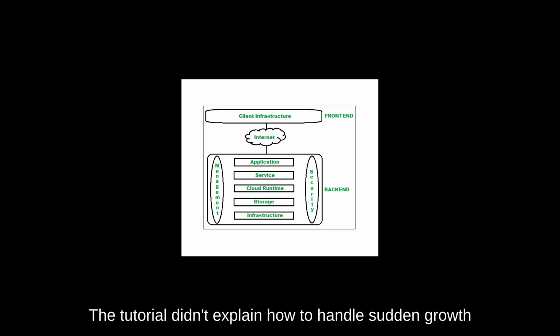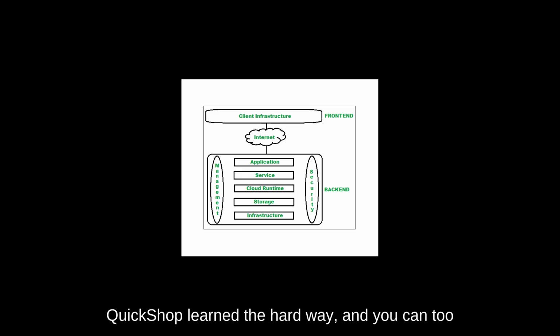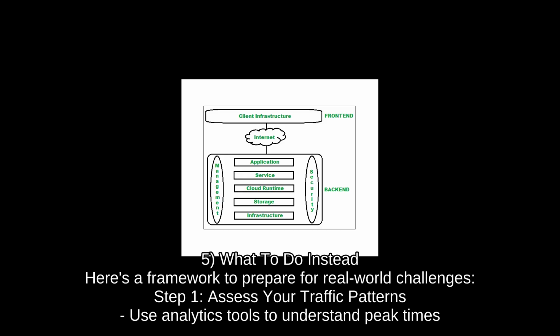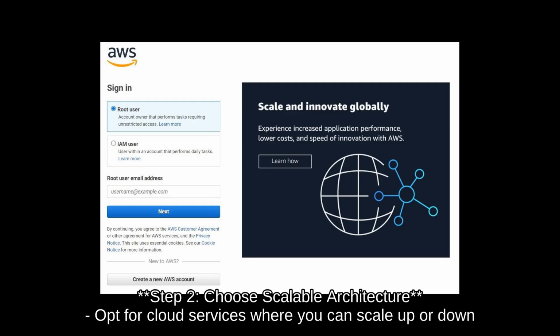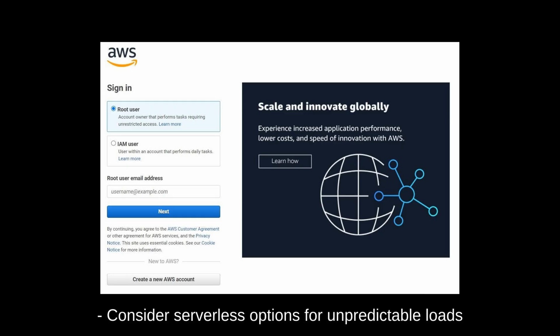What to do instead. Here's a framework to prepare for real-world challenges. Step 1. Assess your traffic patterns. Use analytics tools to understand peak times. If you expect 1,000 users, plan for 5,000. Step 2. Choose scalable architecture. Opt for cloud services where you can scale up or down. Consider serverless options for unpredictable loads.